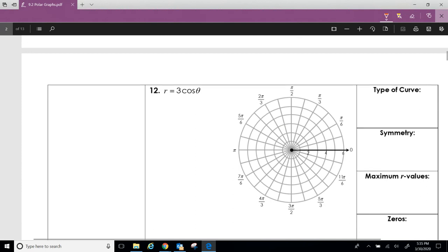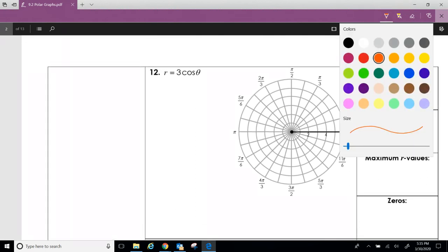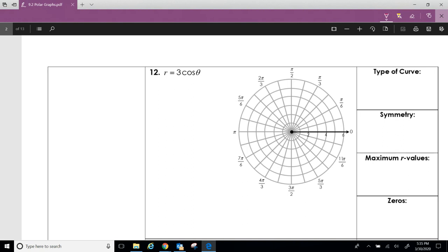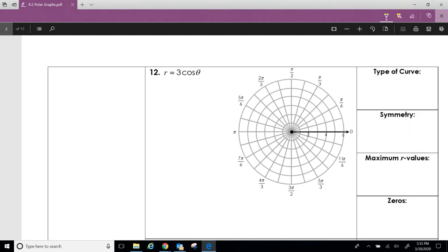Let's see if we can get one more in on this video. This next one's not too bad. I'm going to ask you, what kind of graph is this one? It is 3 cosine theta, just theta itself. So if it's just theta, not 3 theta, 4 theta, 5 theta, whatever, we know this is going to be a circle.